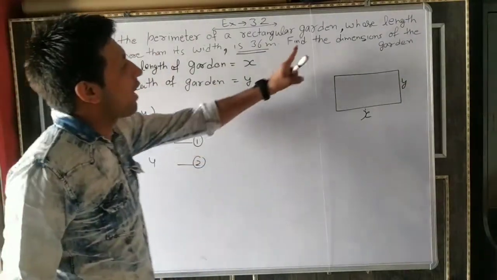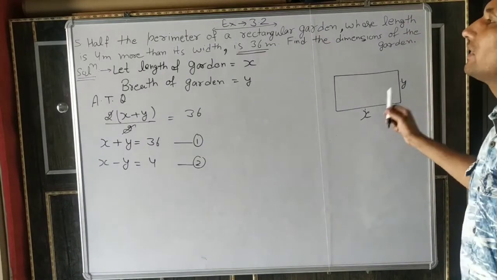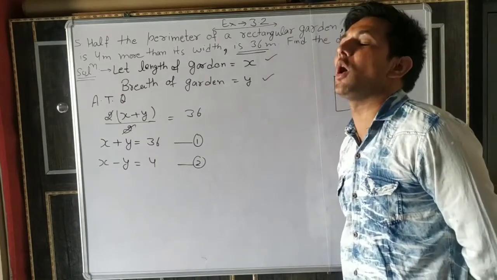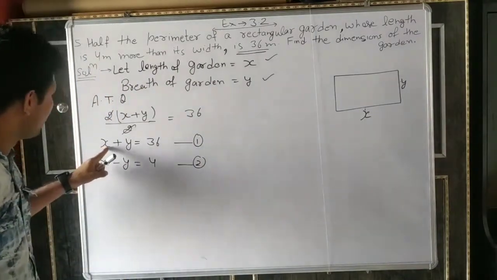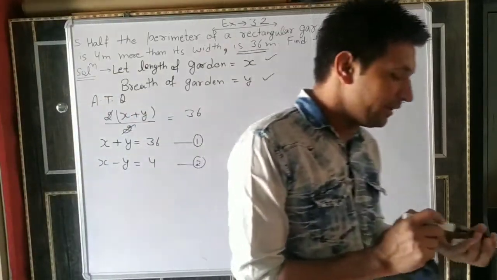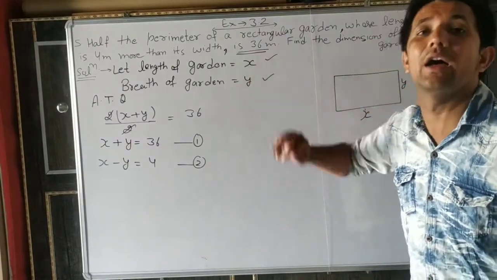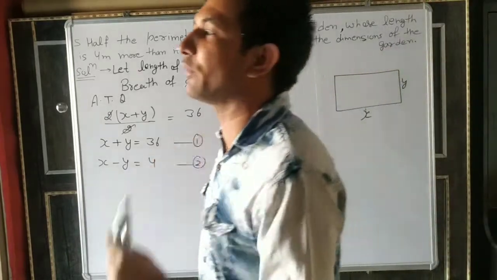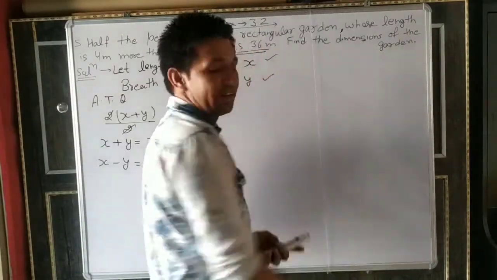Now find the dimensions of the garden. Dimension means find length and breadth. So how will we find? We have to think of two numbers which, when we put in both equations, satisfy both the equations. It means we have to find the solution of these equations. We have already learned in many questions that graphically we can find their solution. So first we will find their solution.